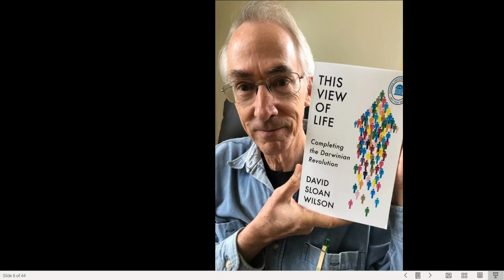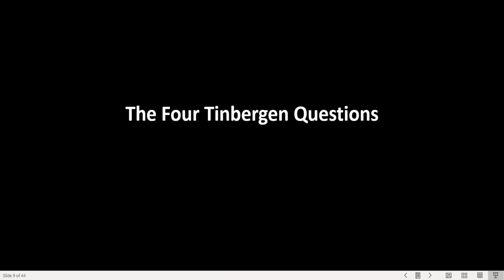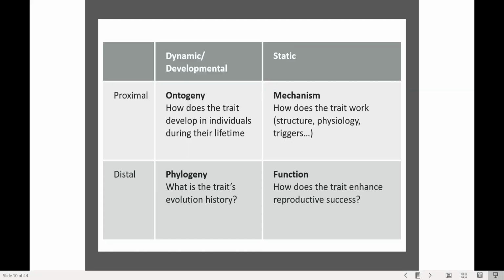But here we have to come back to a classic distinction that we already talked about right at the beginning of the course. For example, David Sloan Wilson's book, which took this approach, which is Tinbergen's four questions, to try and help us understand how evolution actually affects all sorts of behavior. So the four Tinbergen questions, just a quick recap.